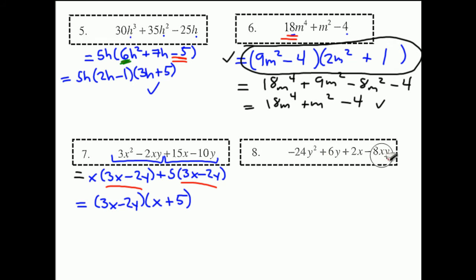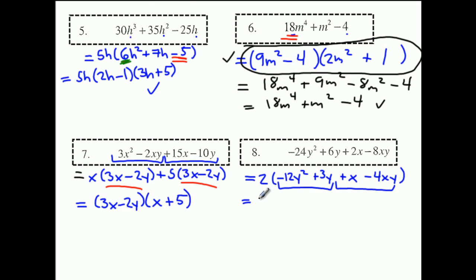Next example. Another 4-term polynomial. Doesn't look like we can combine any terms. So I can pull out a 2, leaving me with negative 12y squared plus 3y plus x minus 4xy. Next thing we want to do is just group pairs of terms and see if we can pull out a greatest common factor from those groups.